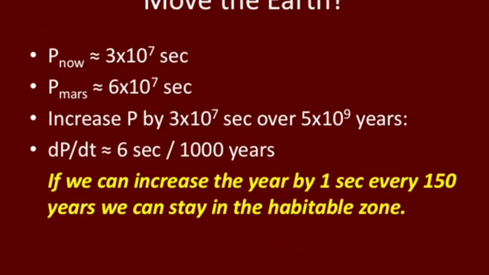We would need to increase its period by about 1 second every 150 years to stay in the habitable zone until the end of the main sequence. 1 second in 150 years. That's a tiny amount, isn't it?